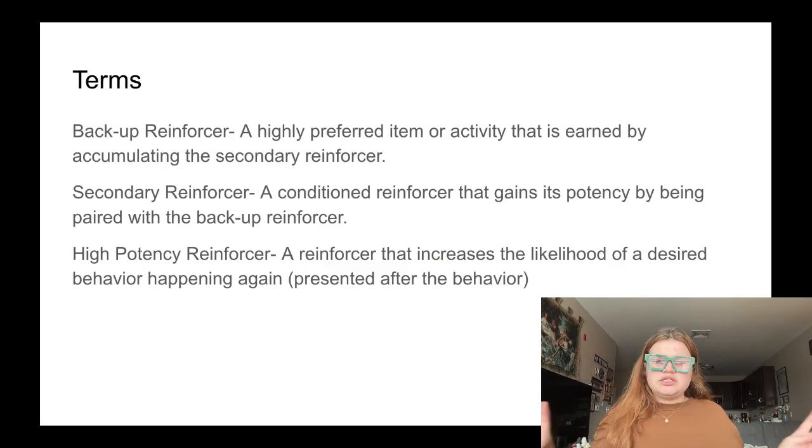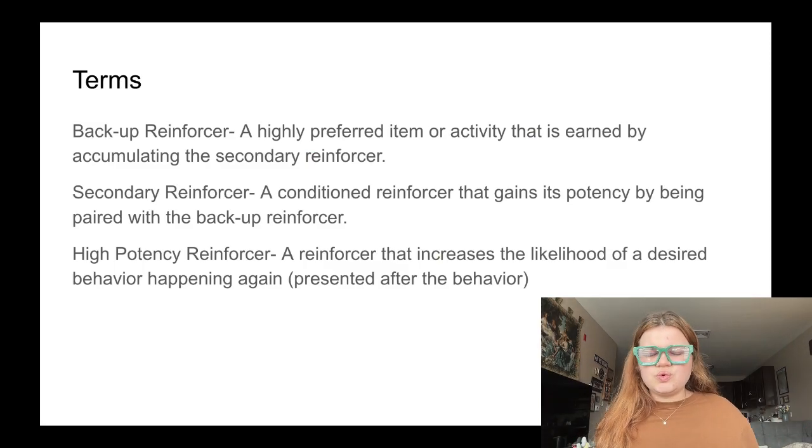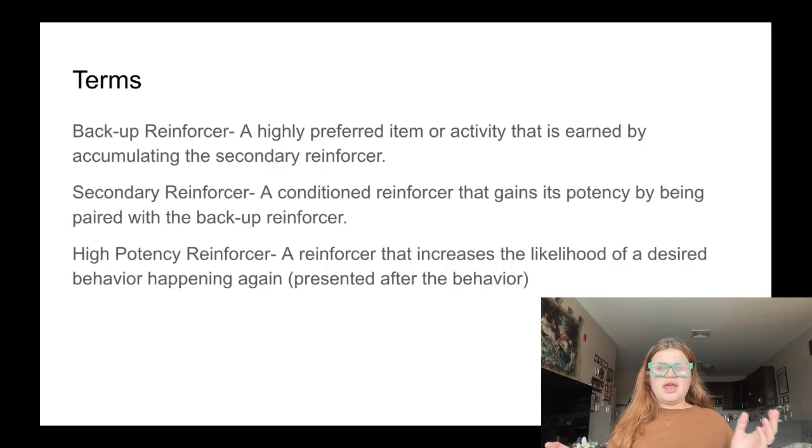So some terms that we need to be able to understand the token economy is, first, a backup reinforcer. What is a backup reinforcer? It is a highly preferred item or activity that is earned by accumulating the secondary reinforcer. And the secondary reinforcer is a conditioned reinforcer that gains its potency by being paired with the backup reinforcer. So they go hand in hand. So for example, a backup reinforcer being toy animals. This client really, really likes toy animals and wants to work for those. And the secondary reinforcer, being the tokens, gains potency by being associated with those toy animals.